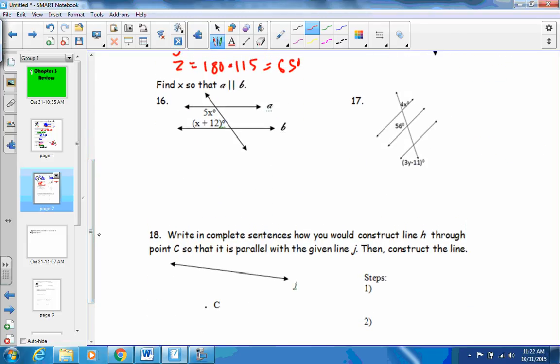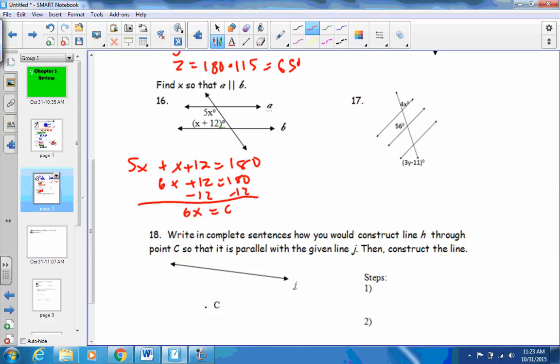Well, actually, okay, number 16. It says find x so that a and b are parallel. So for a and b to be parallel, these two angles that are on the same side of the transversal and on the interior would have to be supplementary. So if we can say that they're supplementary, we can say that 5x plus x plus 12 would add up to 180. So you have 6x plus 12 equals 180. When you do your inverse operations to solve for x, you have 6x equals 168. Divide both sides by 6.